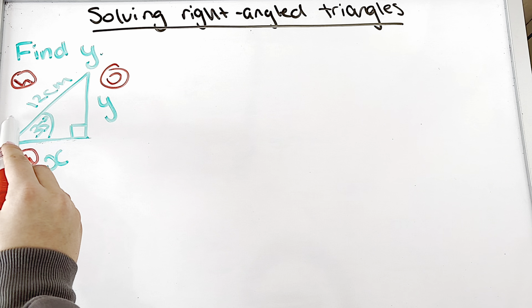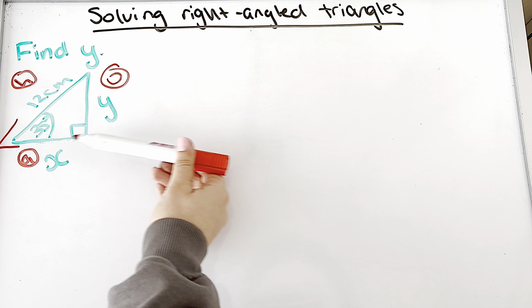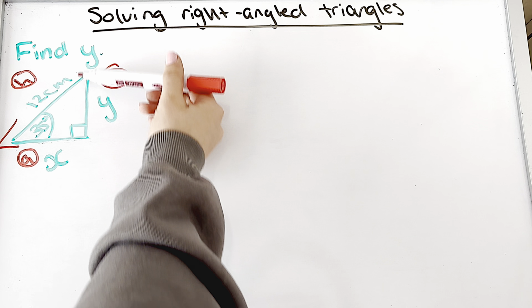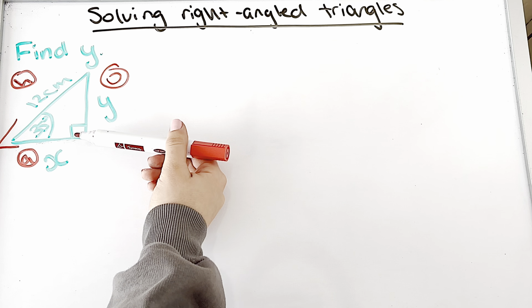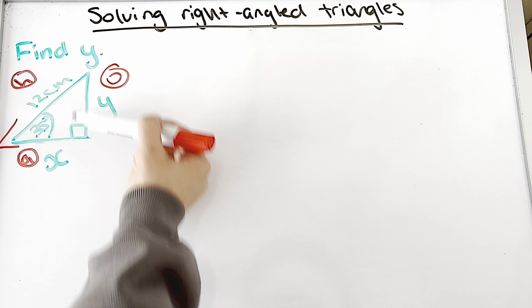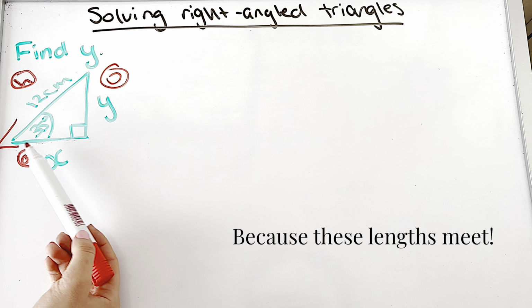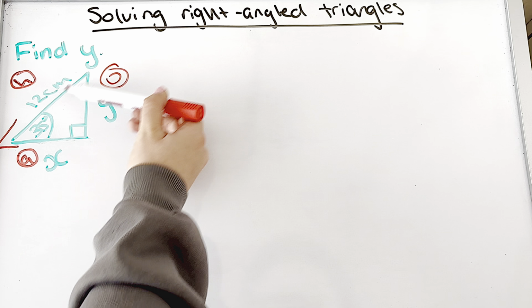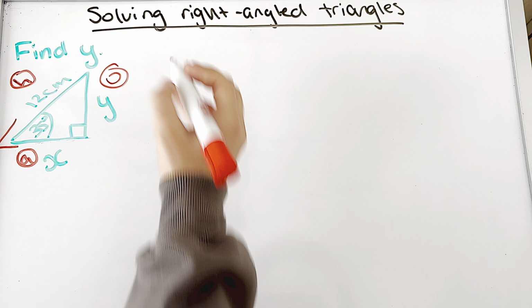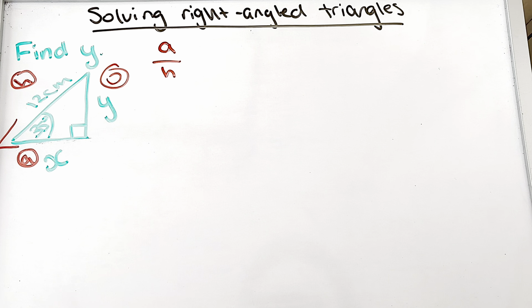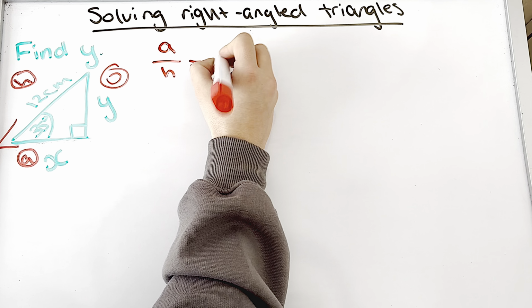But looking at this angle, it's made up of two sides, this side and this side. Note how this side, y, does not touch the angle, because that would be a separate angle. This 35 degrees touches the adjacent and the hypotenuse. So, adjacent over hypotenuse, what is that? Sine, cos, or tan? Well, it's cos.